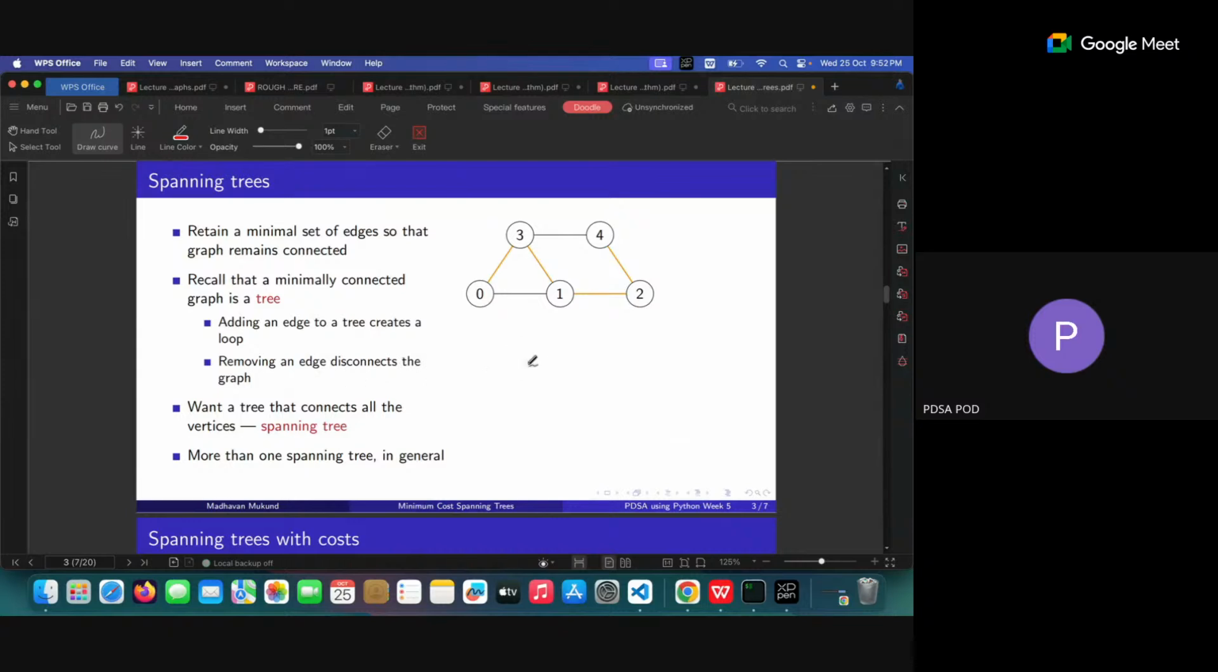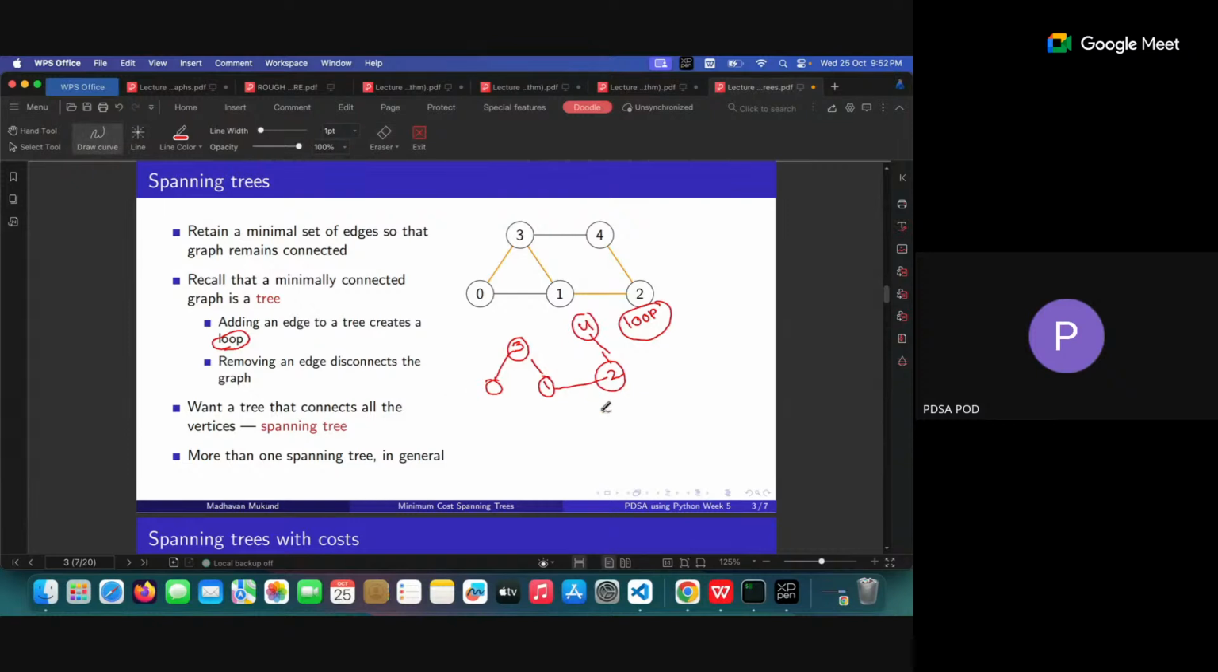Look at this one, 3 and 1 and 2 and 4. Adding an edge definitely creates a loop. If I add one particular edge here, a loop is created. No loop should be there in the spanning tree, which is minimally connected. So if we add an edge, it definitely creates a loop. Similarly, let's remove this one. This is a spanning tree.